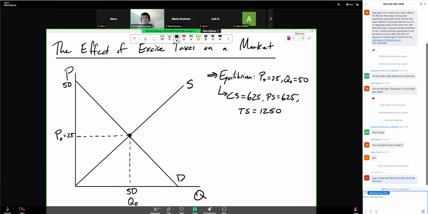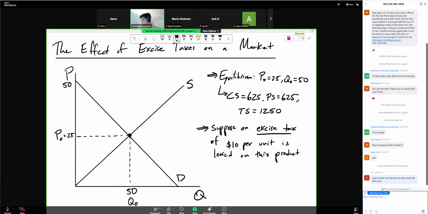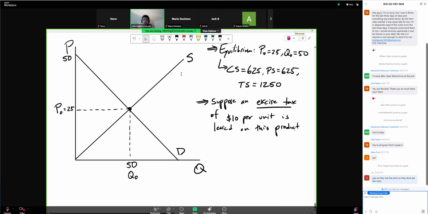Now, let's suppose that we levy an excise tax in this market. Suppose an excise tax of $10 per unit is levied on this product. Now, what does this mean? It means that every time a firm sells a unit of the good, they must pay $10 to the government. Every single unit they sell, they must pay $10 to the government.